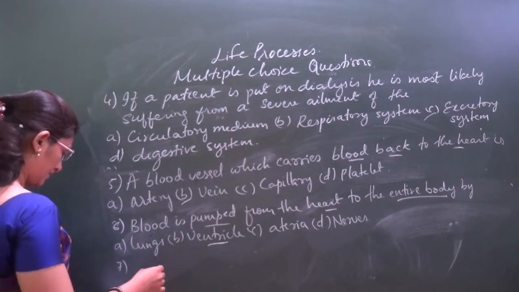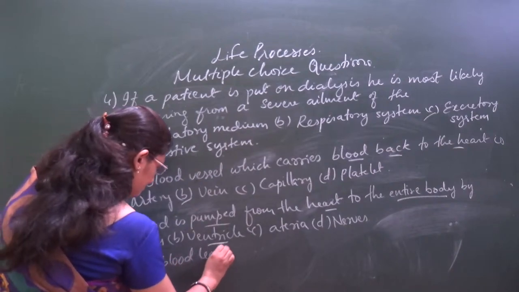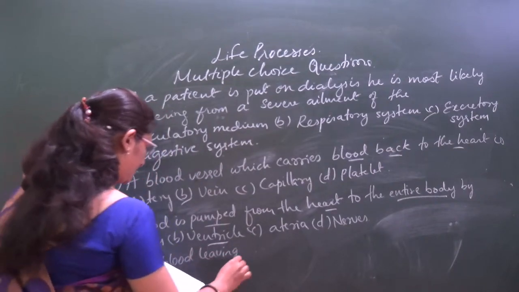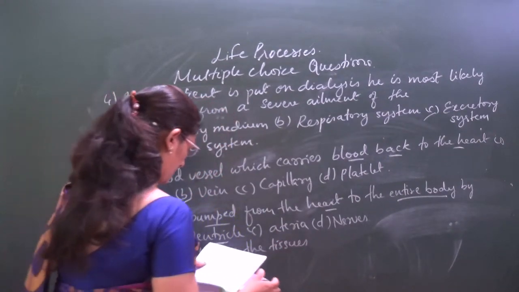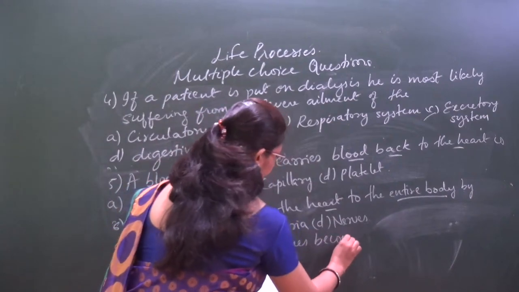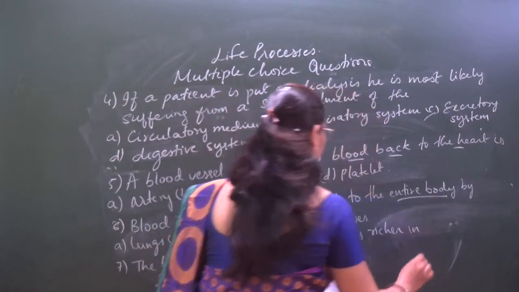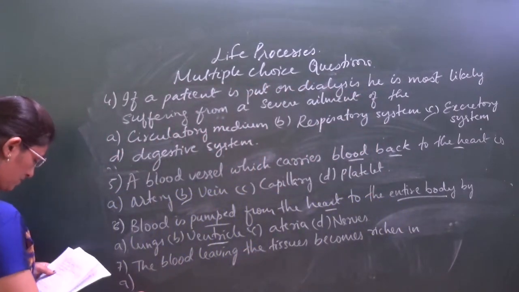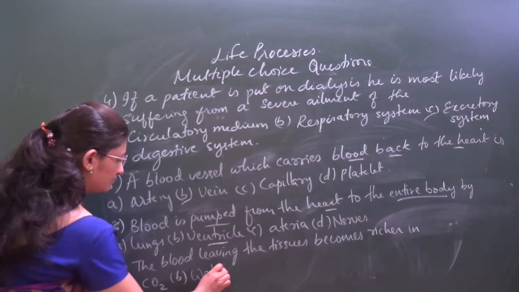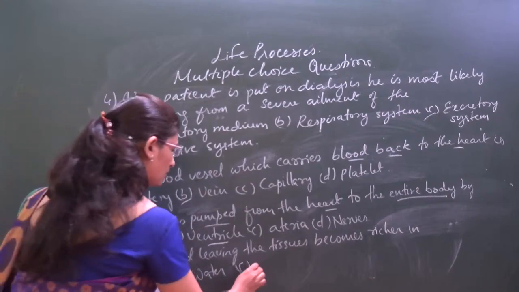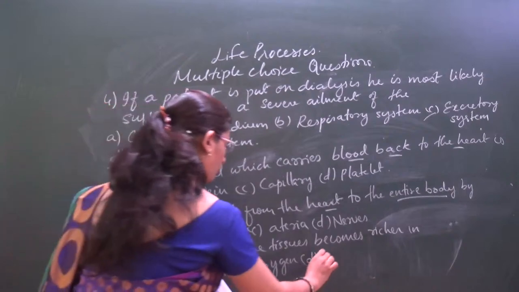It is the blood leaving the tissues becomes richer in. The options given are: option A, carbon dioxide; option B, water; option C, oxygen; and option D, hemoglobin.